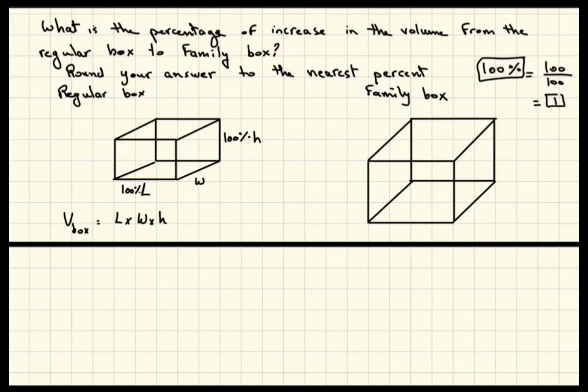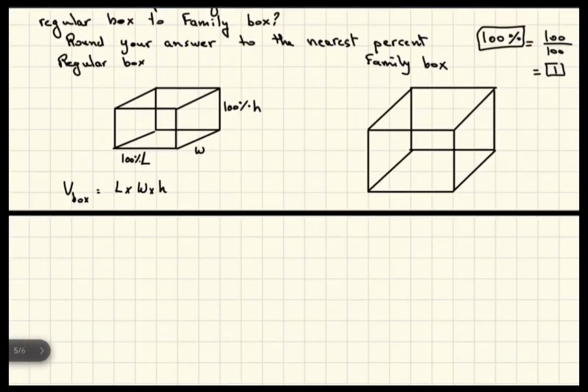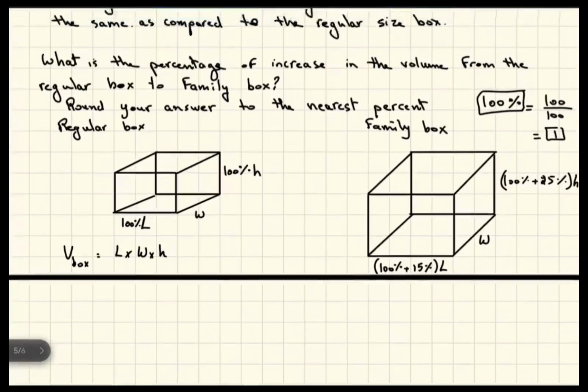Alright, now, what happened to the new box? How did we get the family box using the regular box? They told you that the length has increased by 15% and the height increased by 25%. So basically the length will be 100% plus 15% of the original one, so times L. And the height has increased by 25%, so we need to add to the 100% 25%. H. The W stayed the same. The width didn't change. They told you this in the question.